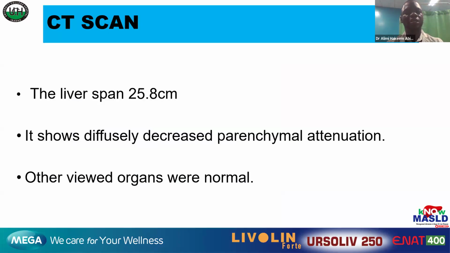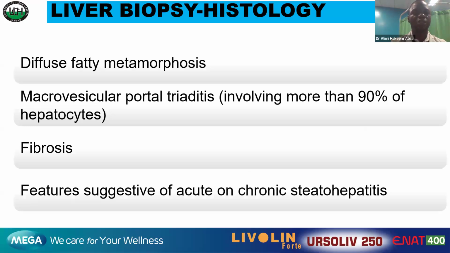So he then had a CT scan done that showed a liver span of 25.8 cm. It, however, shows diffusely decreased parenchymal attenuation. Other organs viewed were said to be normal, with features in keeping with fatty liver. So we then went ahead to do a liver biopsy, and what that shows is diffuse fatty metamorphosis with macrovesicular steatosis involving more than 90% of the hepatocytes. There was also fibrosis, and the features were said to be in keeping with acute and chronic steatohepatitis. So next slide.